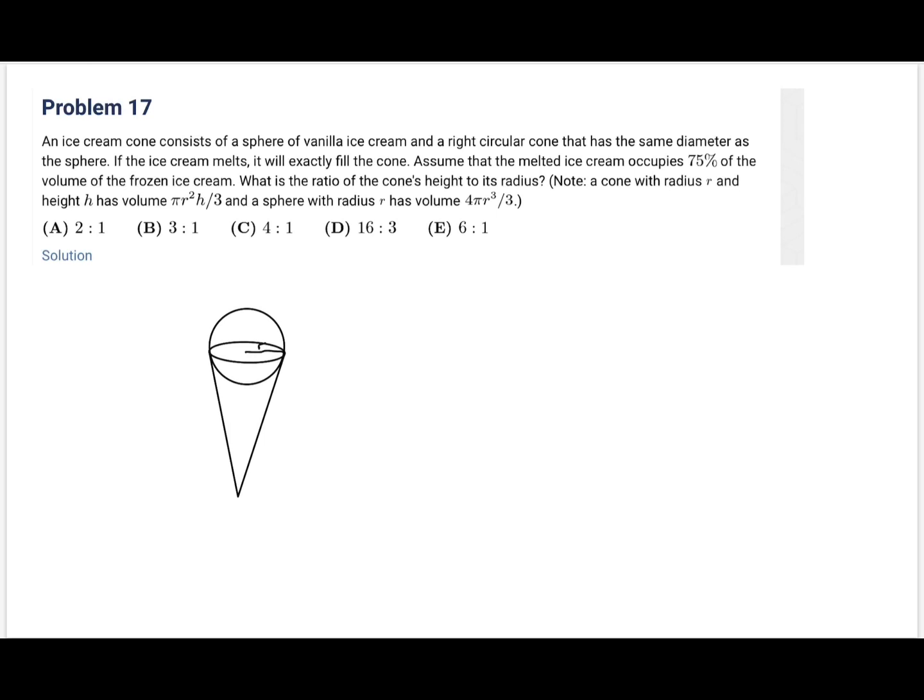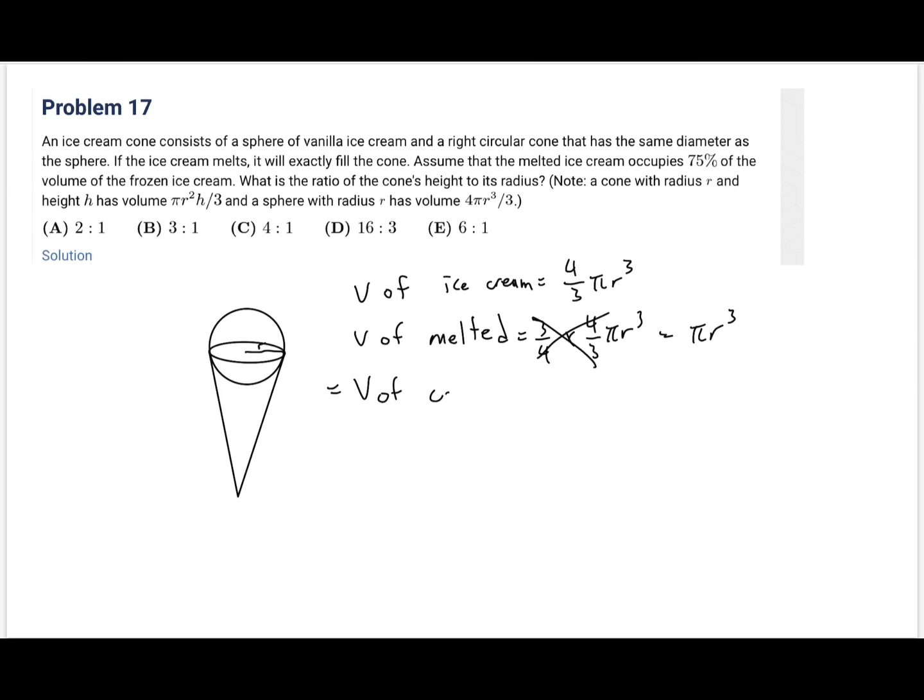Okay, so the volume of the vanilla ice cream is 4 over 3 pi r cubed, and then the volume of melted ice cream, this is 75%, right? So it's 3 over 4 times 4 over 3 pi r cubed, so these cancel. This is pi r cubed, and then this equals the volume of the cone.